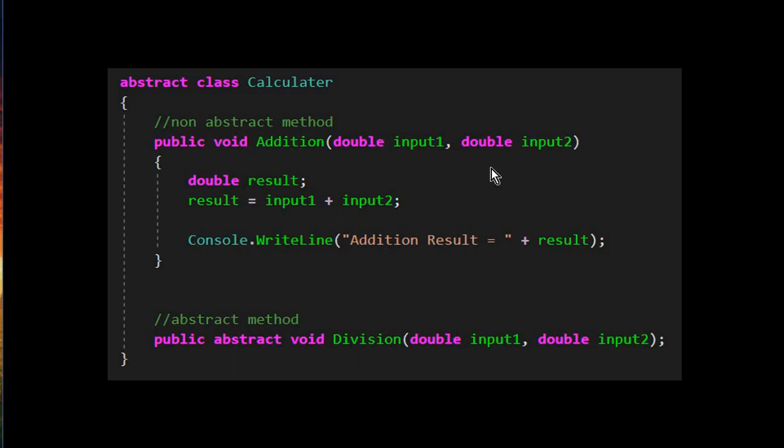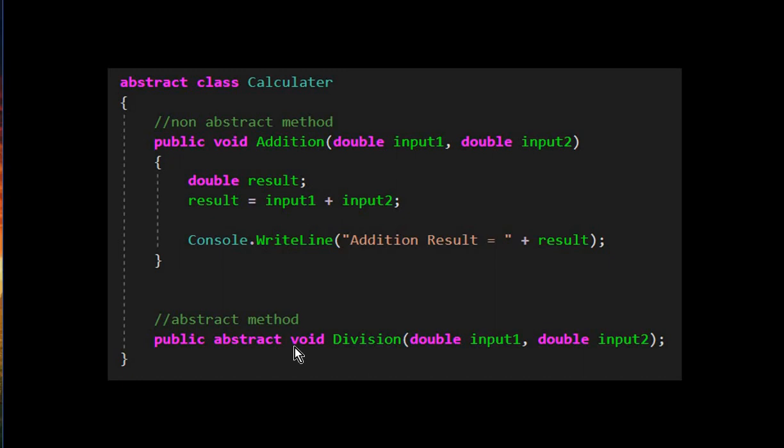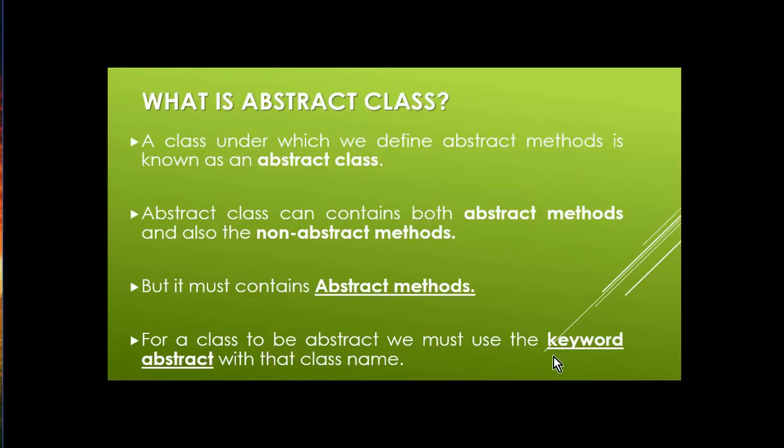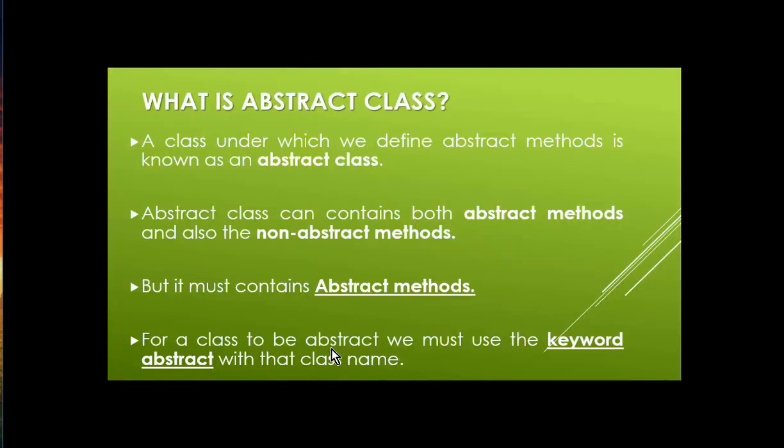A method with implementation is basically a non-abstract method, and there is no keyword abstract here. That's why I say public void Addition is a simple method which receives two parameters, input1 and input2, and then we perform this addition. So this is a non-abstract method. As I told you, an abstract class must contain abstract methods. For a class to be abstract, we must use the keyword abstract. As you can see, this is the class Calculator. To make it abstract, we must use the abstract keyword with it, just like we use the abstract keyword for the methods to make them abstract methods.